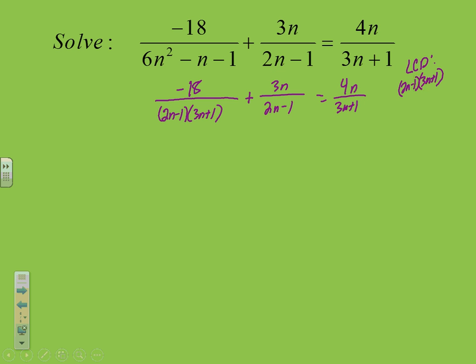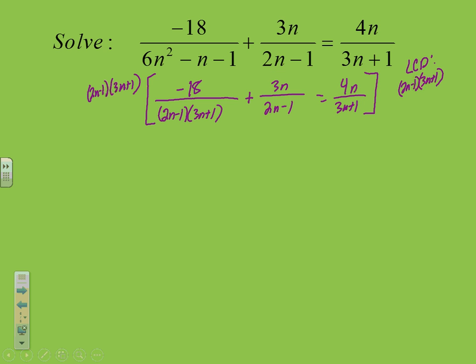And this is where things are going to start to get a little complicated. I'm going to try to limit the stuff I have on the board so it doesn't become really messy. But we're going to multiply that entire thing by the lowest common denominator, the 2n minus 1 and the 3n plus 1. That is the lowest common denominator.